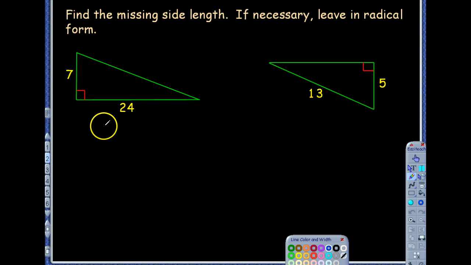We're going to start with this first triangle. And the right triangles, keep that in mind. And we know that because why? There's a right angle. Exactly.